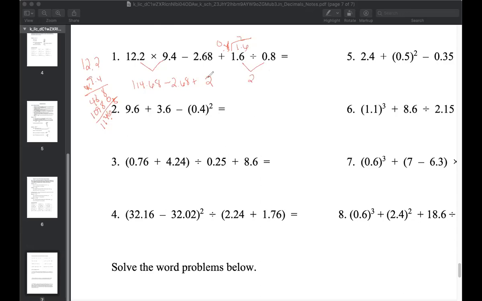Okay, so now I can subtract and then add. So I subtract 2.68 from 114.68. What's that going to give me? 114.68 minus 2.68 is 112. 112 plus 2 is 114. So that's my answer, 114.